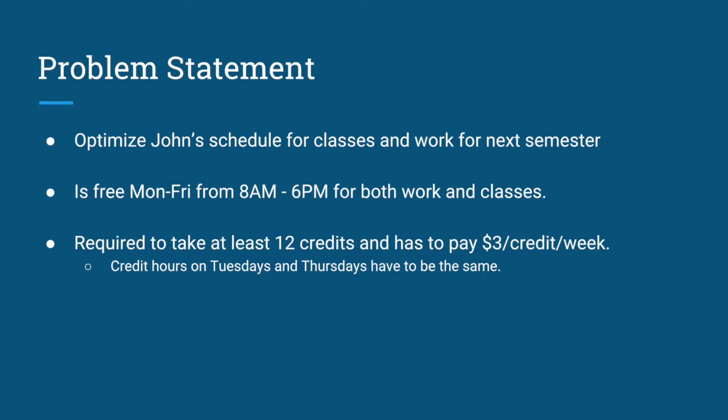The constraints of this project are as follows. John is free to work or go to class Monday through Friday from 8 a.m. to 6 p.m. He's also required to take at least 12 credits. Every credit that he takes costs him $3. His Tuesday and Thursday classes are the same.